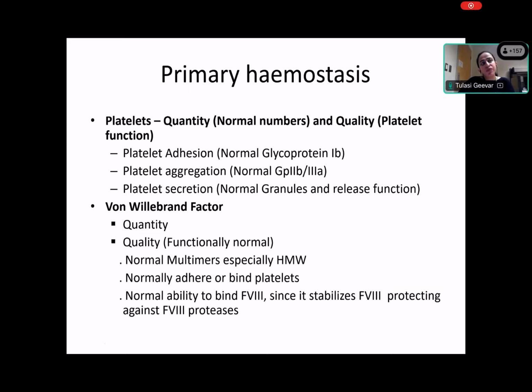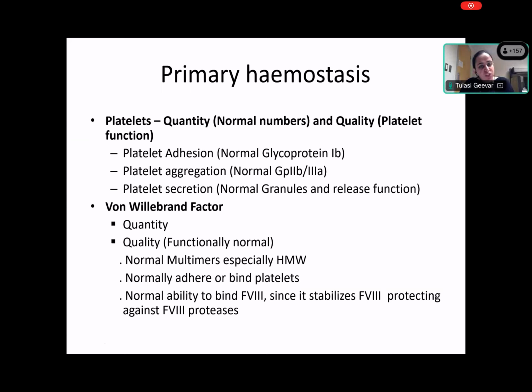So just summing up what we have learned in the previous slide, primary hemostasis. For formation of the primary platelet plug, you require platelets in sufficient quantity, and I would also mention sufficient quality. That means the platelet should be able to function appropriately. It needs a normal glycoprotein 1B receptor, which is important for platelet adhesion. It needs a normal glycoprotein 2B/3A receptor, which is important for platelet aggregation.